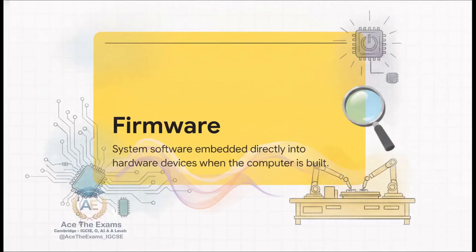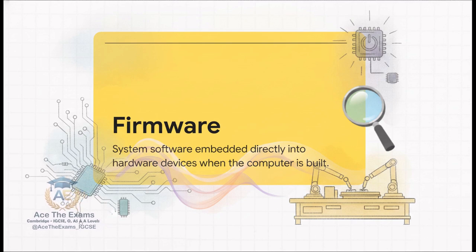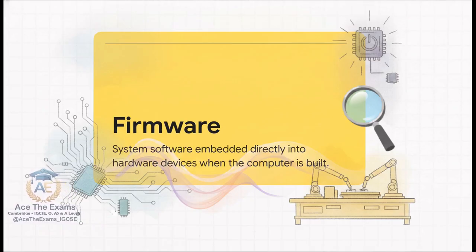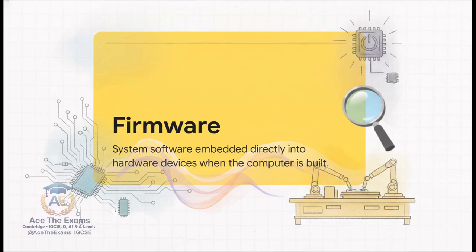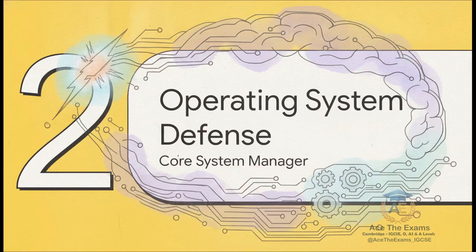Now, what's really fascinating here is a highly specific, kind of hidden type of system software called firmware. Firmware is system software that is embedded directly into hardware devices right when the computer is being built in the factory. An absolutely excellent example of this is the BIOS program. It acts as firmware installed directly onto the hardware components, meaning you, the user, never have to manually install it or mess around with it. It's just there, quietly working behind the scenes, making sure the hardware wakes up properly the second you hit the power button.